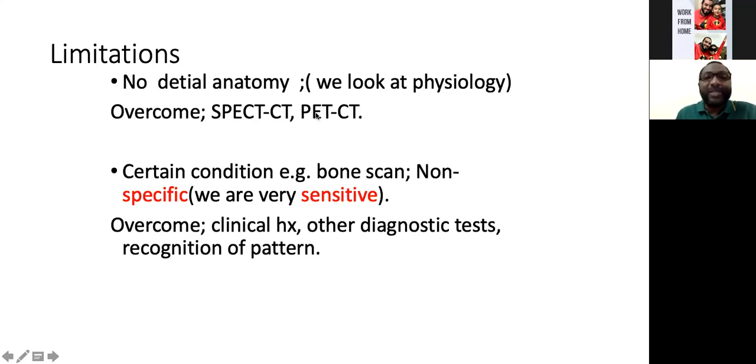And the same happens in PET imaging. Because they lack anatomical imaging, they lack anatomical details, we need a CT component for it, again, for anatomical localization and attenuation correction. Now, in certain disease conditions, particularly that we are talking about bone scan today, one of the limitations of nuclear medicine scan is that we are not very specific, but we are extremely sensitive.